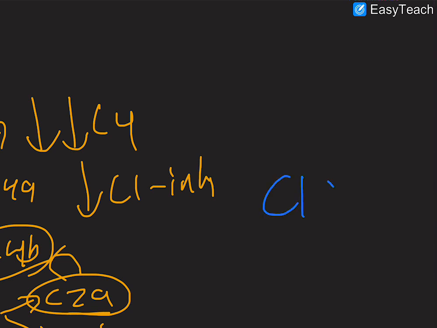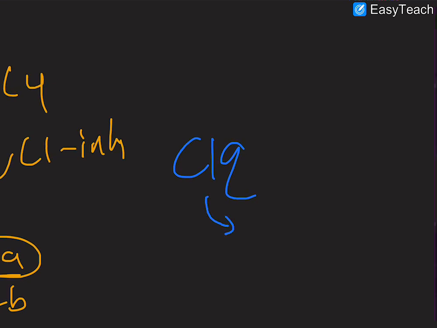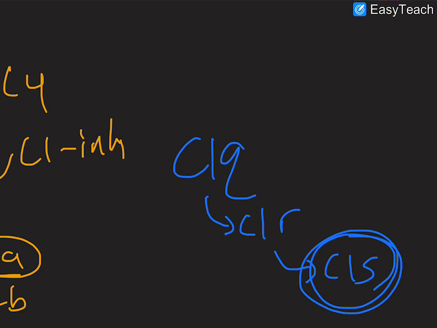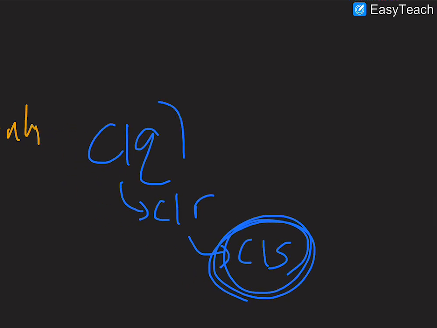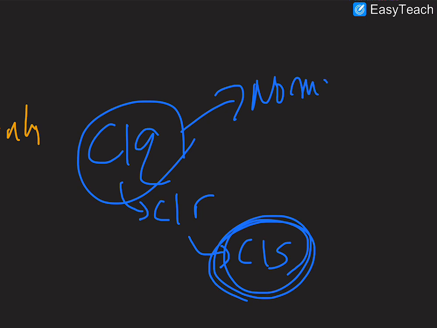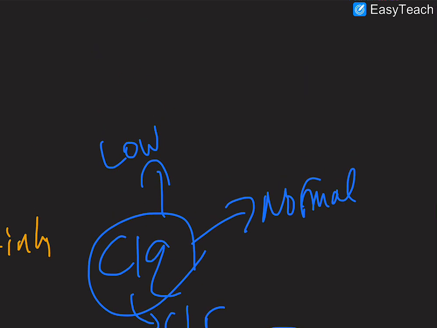Remember, C1q activates C1r, which activates C1s, and C1s is the actual enzyme that breaks apart C4 and C2 and activates them also. So in hereditary angioedema, your C1q levels are normal, but in acquired C1 inhibitor deficiency, you would see low C1q levels, okay? That's an important distinction to make.